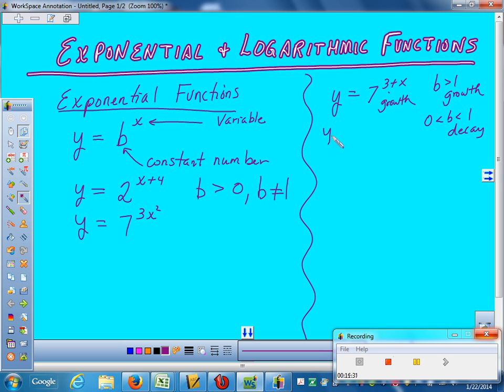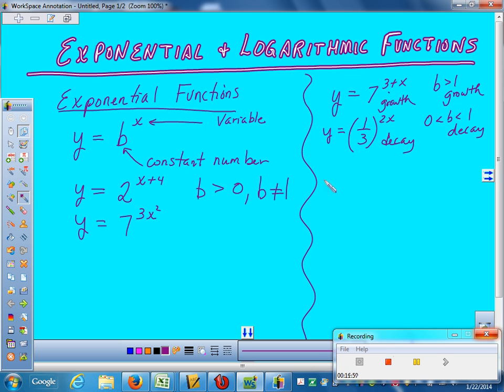What if I gave you 1/3 to the 2x power? Decay, because it's a fraction. You're going to bring it up, it's going to be 3 to the negative 1, so you're going to have a negative exponent, so that's going to decay. It's between 0 and 1, so it will decay.